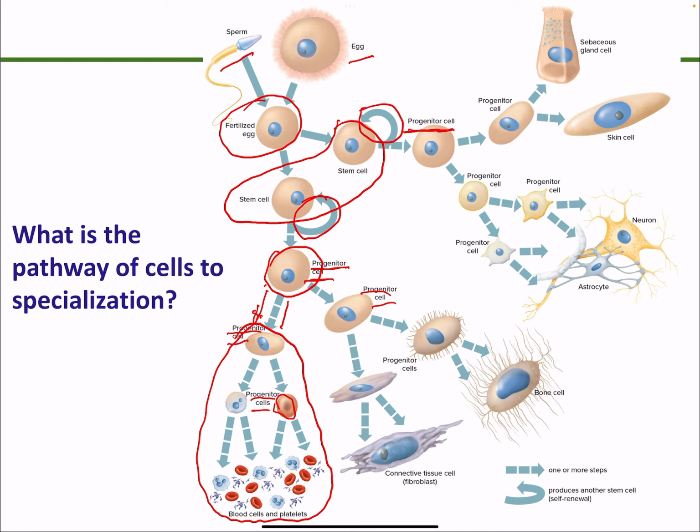Now, on the other hand though, when we look at the progenitor cells right here, we see that this progenitor cell can differentiate into other types of progenitor cells, that some are going to give rise to fibroblasts. These are cells of the loose connective tissue, and cells that are going to become bone cells. So we have future bone cells right here.